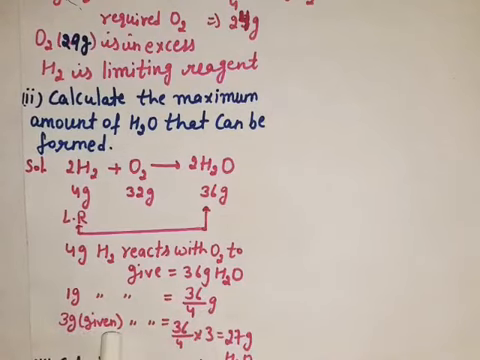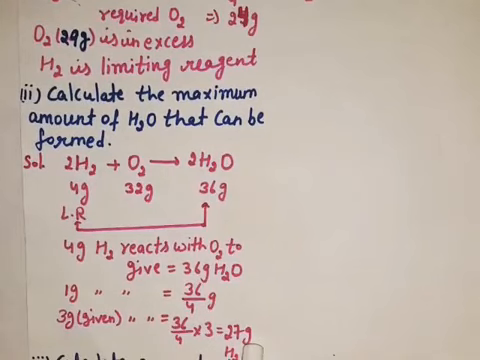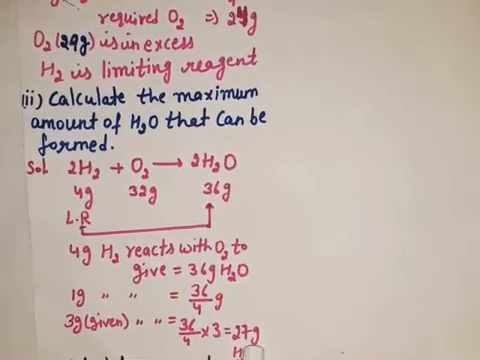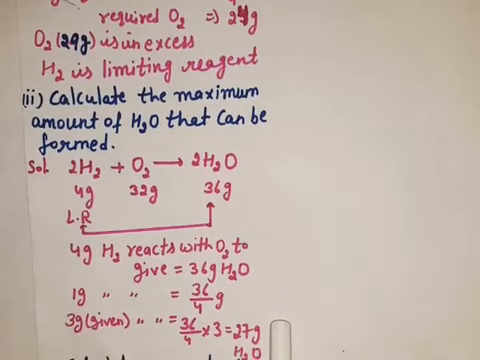Now 3 gram of hydrogen, which is given in the question, will react with oxygen to give 36 by 4 into 3, which is equal to 27 gram of water. So this is the amount of water which we will get when 3 gram of hydrogen reacts with oxygen. So this is part 2. Now we will move to part 3.